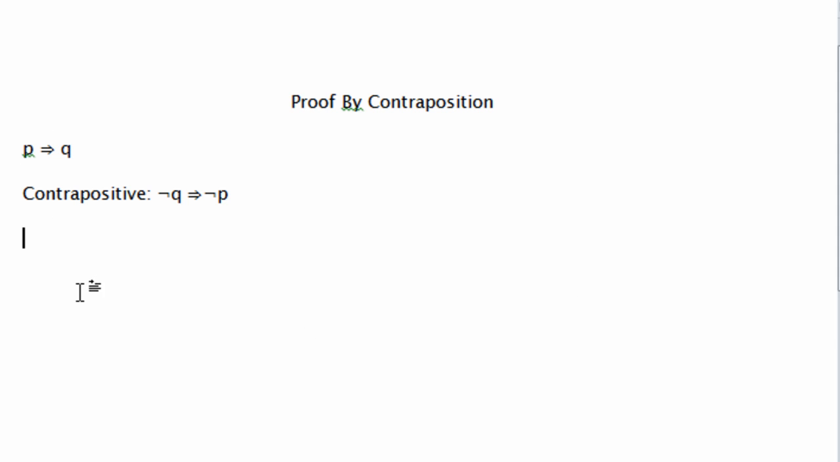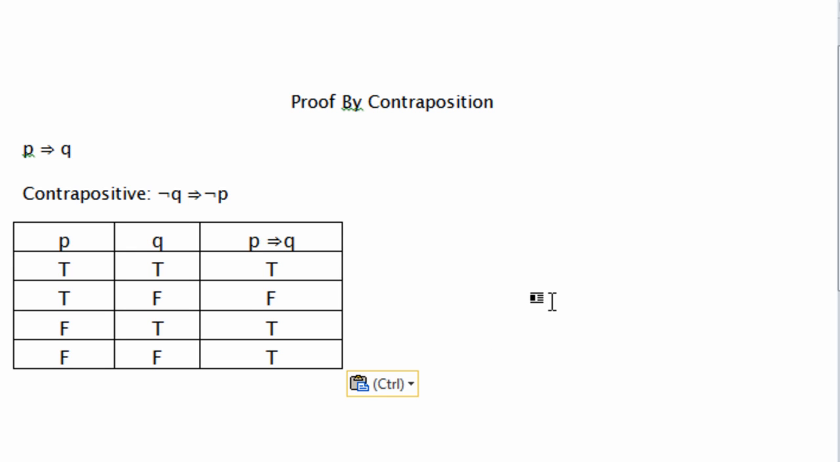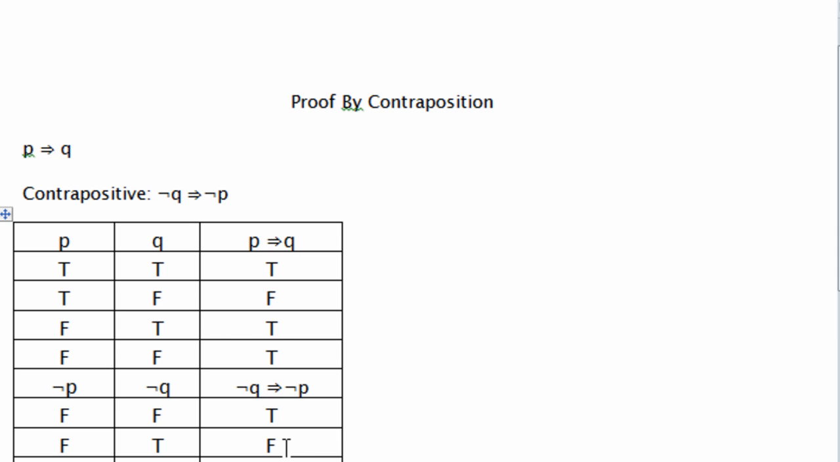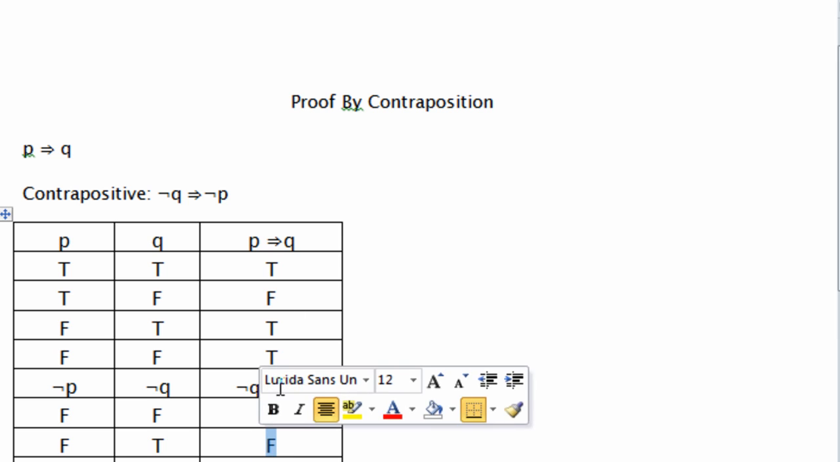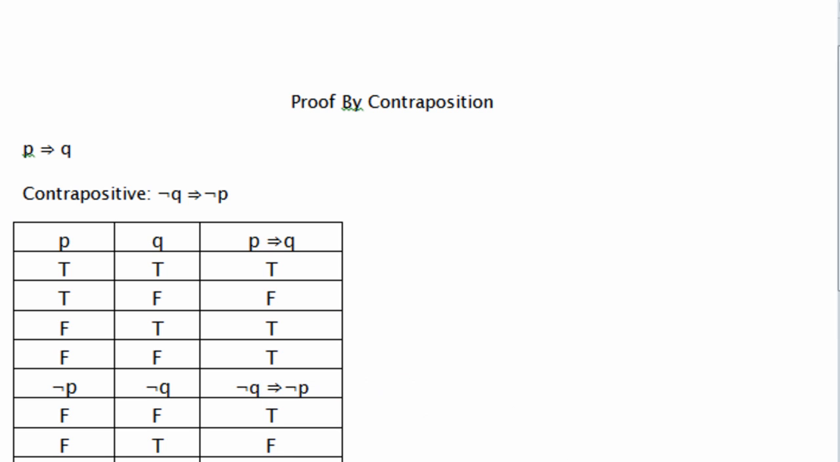So let's go ahead and look at those truth tables. Now you can see P implies Q, the truth table is only false when P is true and Q is false. And then the rest of the time P implies Q is true. If we look at the truth table for not Q implies not P, we can see that it's again only false in the same location.